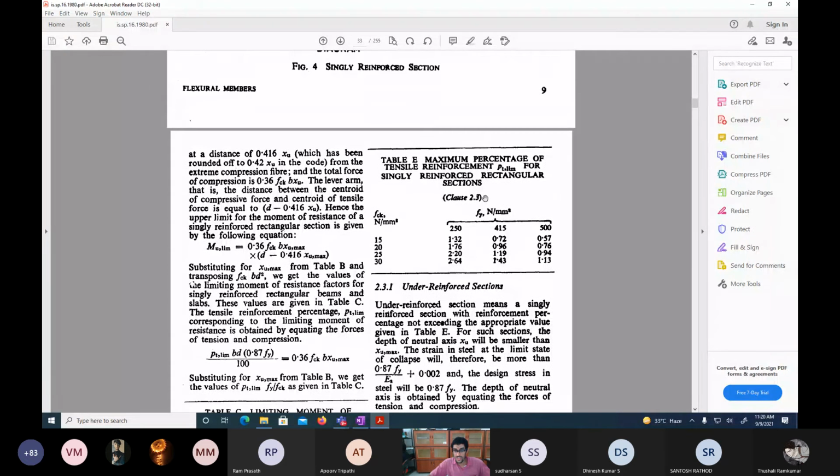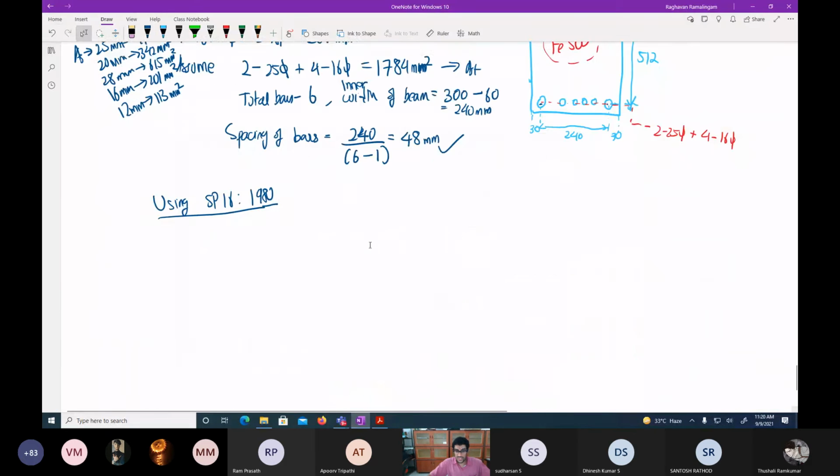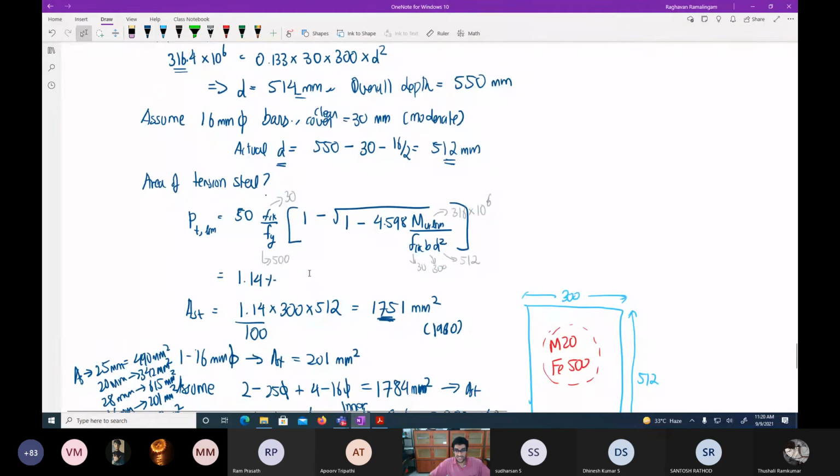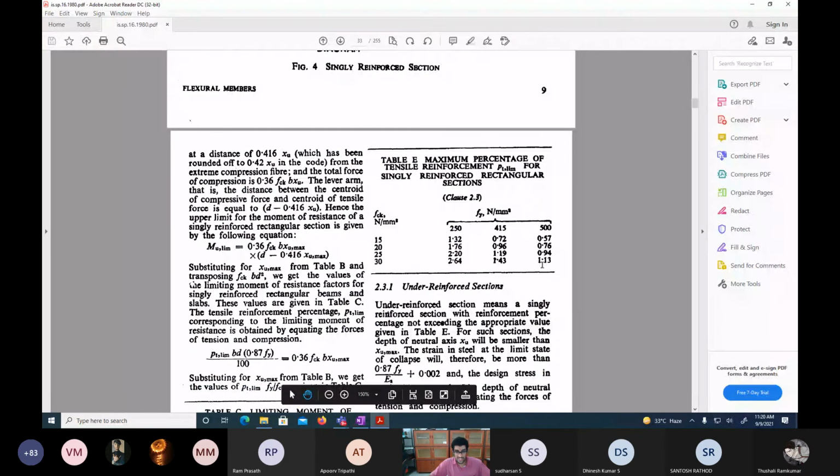So for maximum percentage of tensile reinforcement, we also have a table over here. We took M30 and Fe500. So 1.13. We were a little bit over it. Probably we should have given 1.13 as the thing. But anyway, it changed a little bit. It's usually that table is a bit conservative. Here, what you get is 1.14, you got there. It's listed as 1.13. That's the only difference.